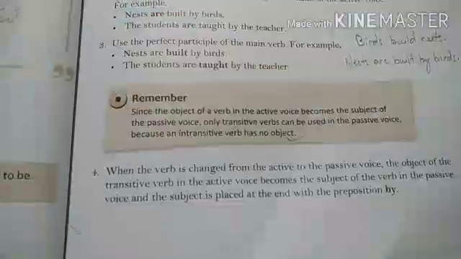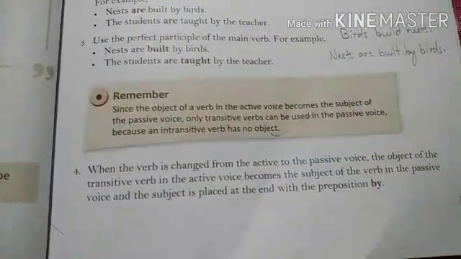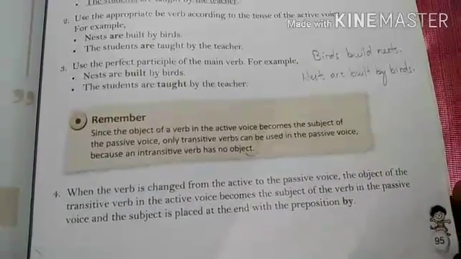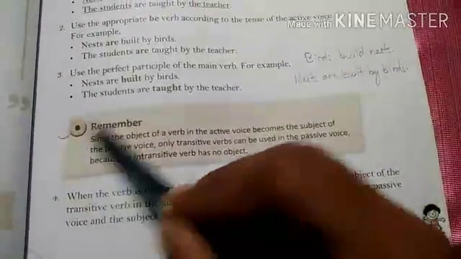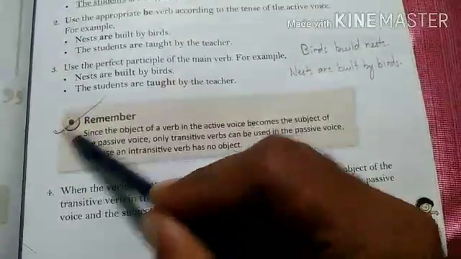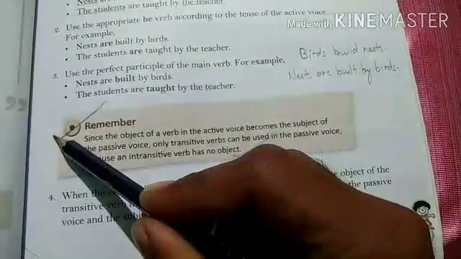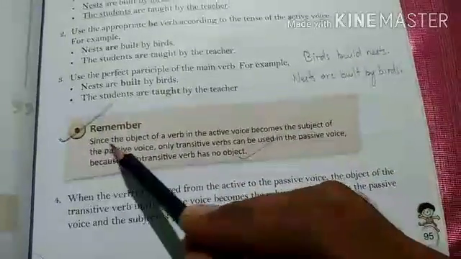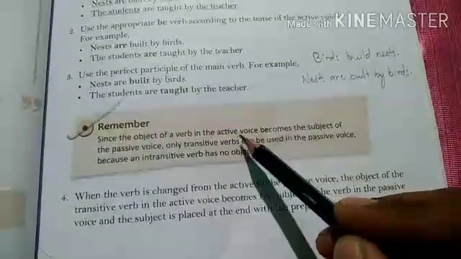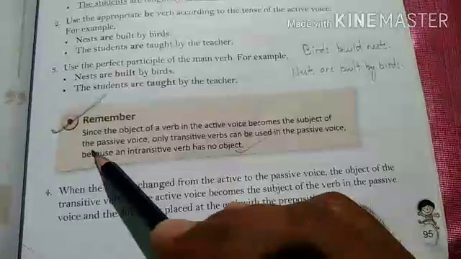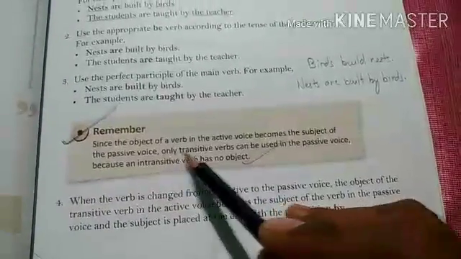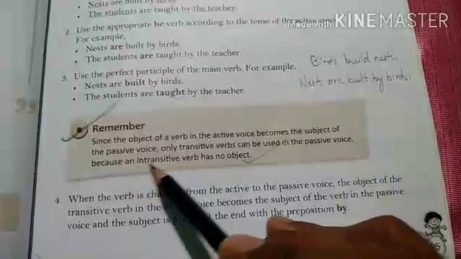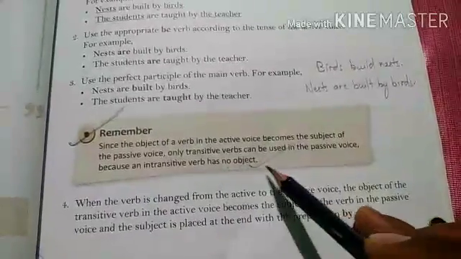Okay students, as we have already understood what are passive voice and active voice, let us go through some important points to understand before changing the sentences in active voice into passive voice. What is written here? Since the object of a verb in the active voice becomes the subject of the passive voice, only transitive verbs can be used in the passive voice because an intransitive verb has no object.